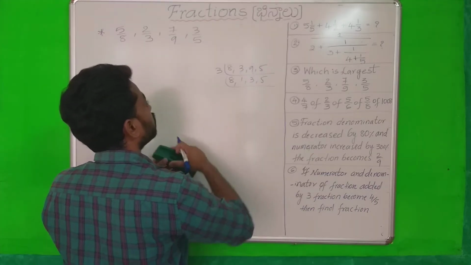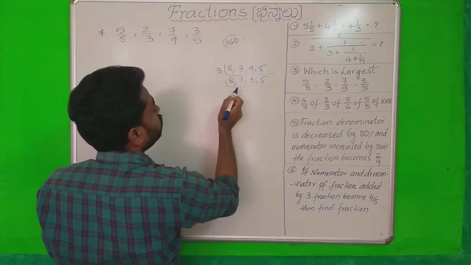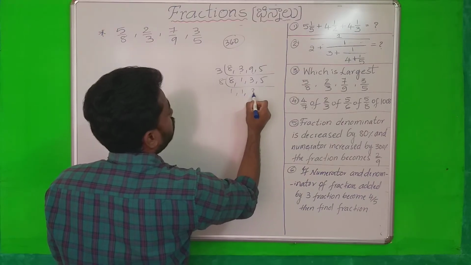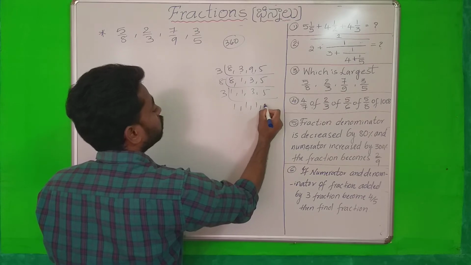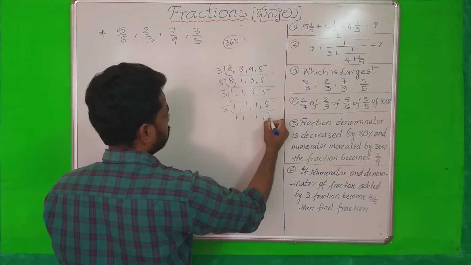So we have to make the denominator 360. So without confusion I will say one thing, 8 1s are 8, 1 3 5 and 3 1 1. So you do like this, then you can get the easy process.